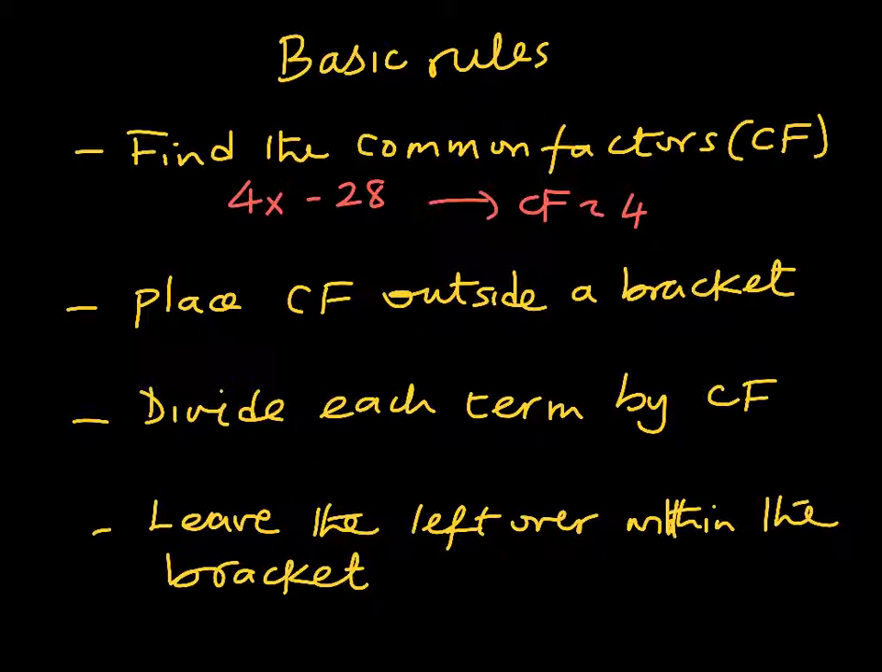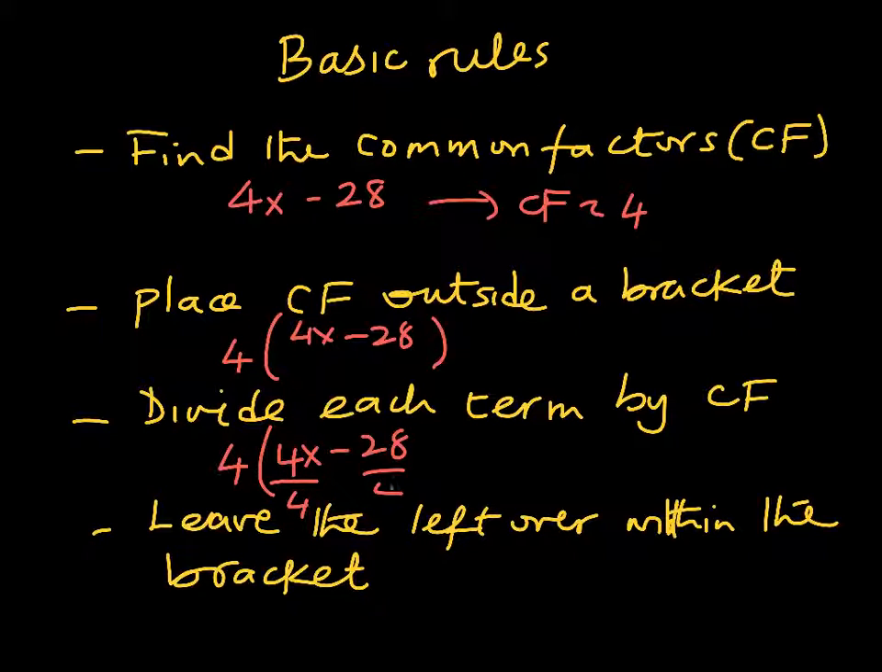So we identify here that the common factor is 4. Okay, so now we want to place this common factor outside in a bracket. So we're going to write 4 outside of a bracket, and then we write the 4x minus 28 within the bracket as well. We're not done. So the next step is you want to divide each term by the common factor. So remember, we've written 4 into 4x minus 28, and then you divide each of the terms, that's 4x and negative 28, by 4. So divided by 4, divided by 4.